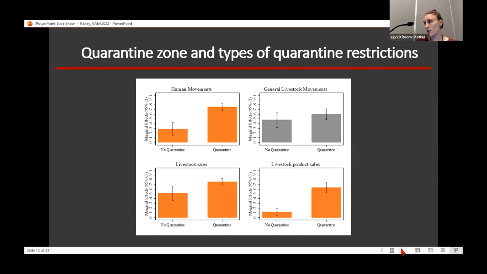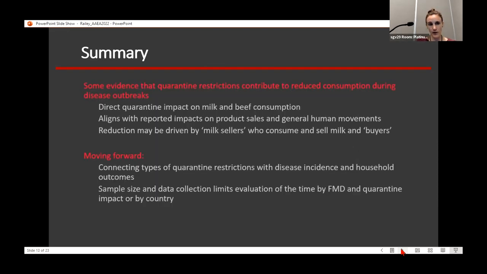However, when we control for our household variables and the country and FMD status, then quarantine zones are associated with human movements, livestock sales, and livestock product sales, but not as strongly with general livestock movements. And so to summarize, where we are at this point is that it appears that quarantine restrictions contribute to reduced consumption during disease outbreaks, or that there is something going on between those, as we've seen with the direct quarantine impact on milk and beef consumption. This would align with reported impacts on the product sales and general human movements that we saw when we looked a little bit more into what households were reporting were impacts of quarantines.